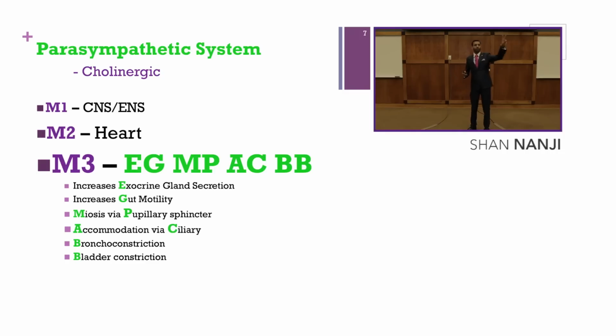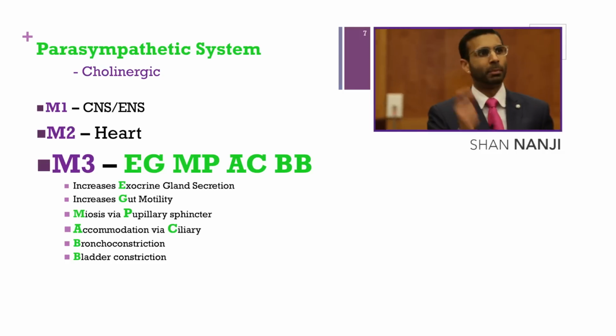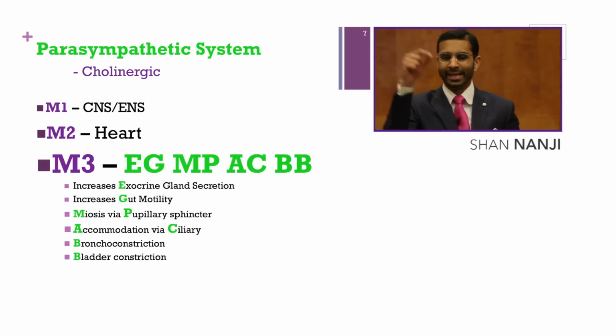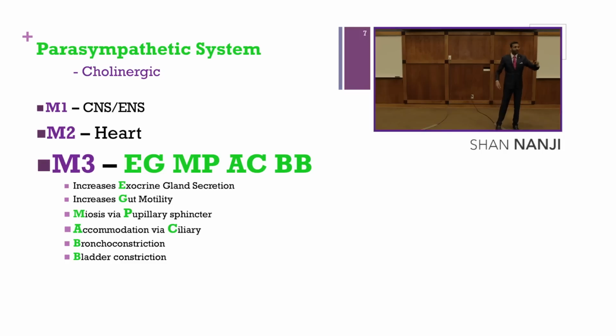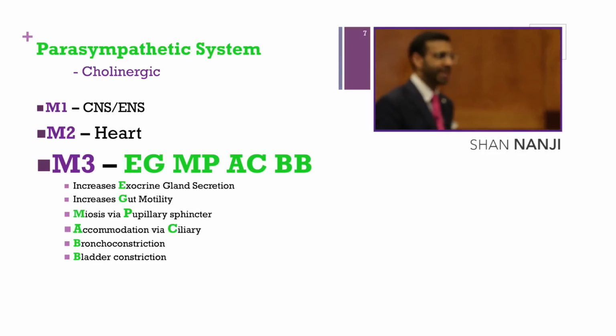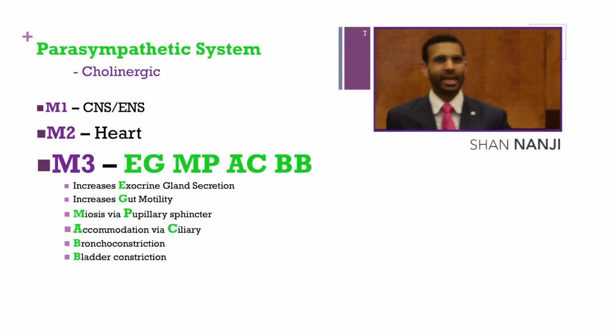What's the second most important part of your body? Heart. So where do you think your M2 receptor is located? In the heart. And the M in M2 is referring to what? Muscarinic. So it is your muscarinic type 2 receptor. And is that parasympathetic or sympathetic? Parasympathetic. Is it cholinergic or anticholinergic? Cholinergic. Where do you think your muscarinic type 3 receptor is located?